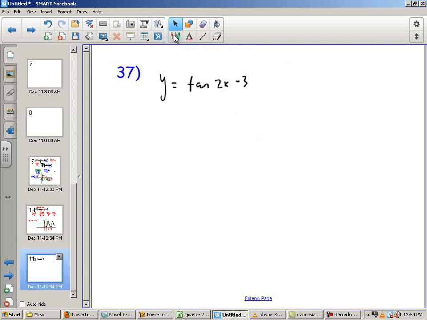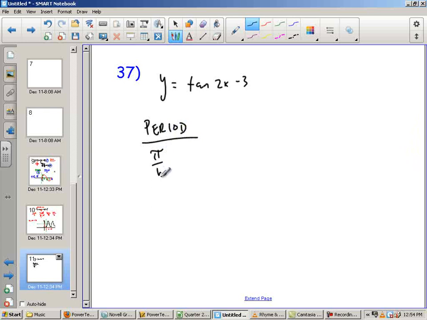Okay, the last one we want to look at is actually the tangent function from the set. And we're going to start with finding the period, which for tangent is always pi over b, so pi over 2, because it's 2x. To find the vertical asymptotes, okay, I find pi over 2b, which is pi over 4. 2 times 2 is 4.